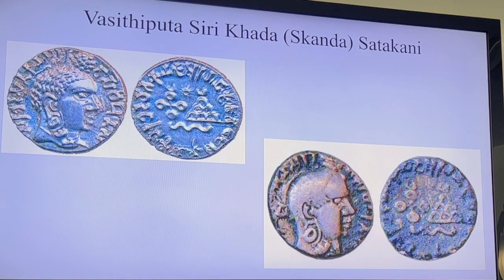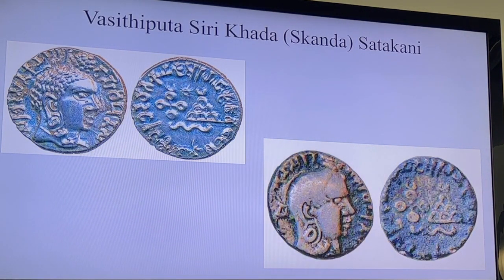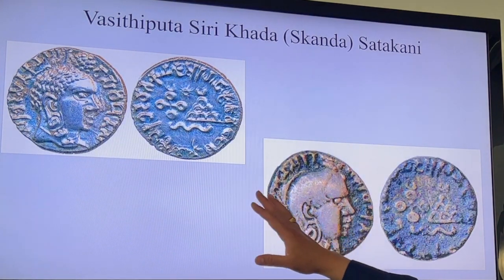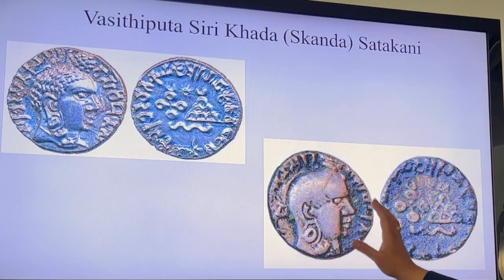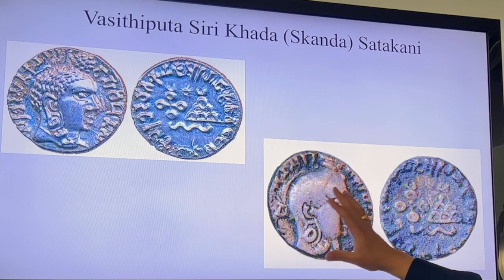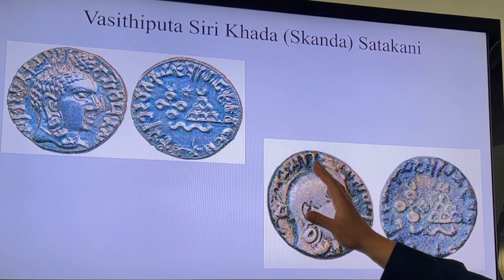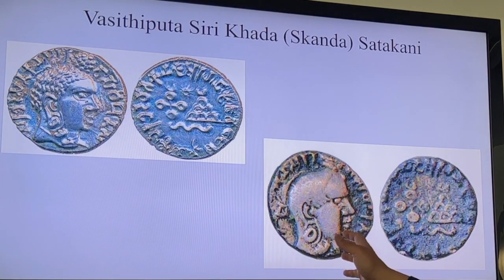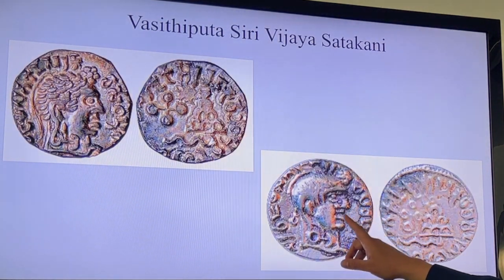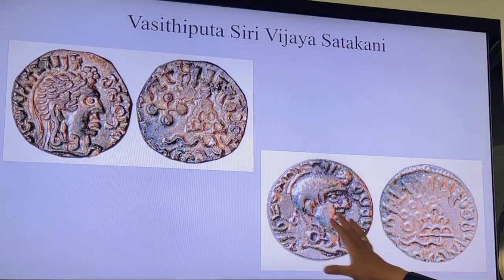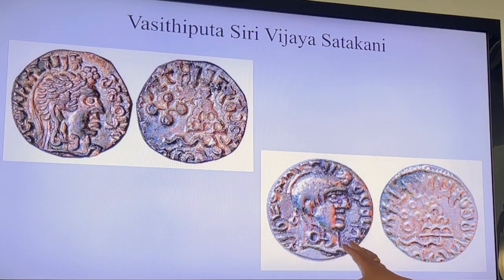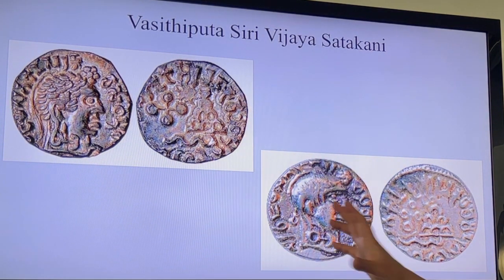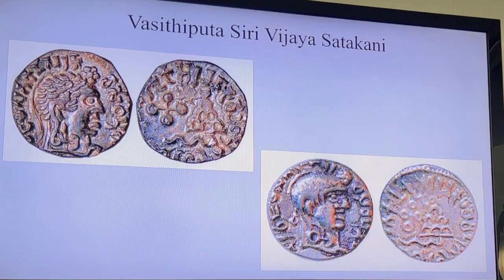The next one is Vasishtiputra Sri Skanda Satakarni, and again the typology is very much similar. These coins, Siri Pulumavi, Skanda Satakarni, are rarer coins. They are not found in as many great numbers as Pulumavi's, for example. The next one is Vijaya Satakarni, and again we have two distinct hands here, where I'll tell you something more about the hairstyles and everything in a minute.